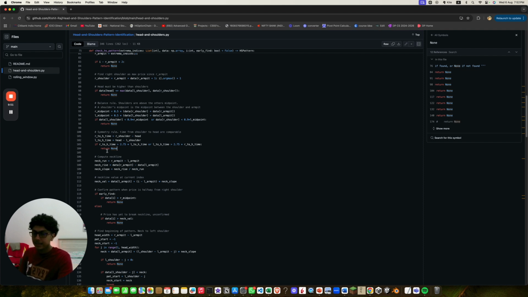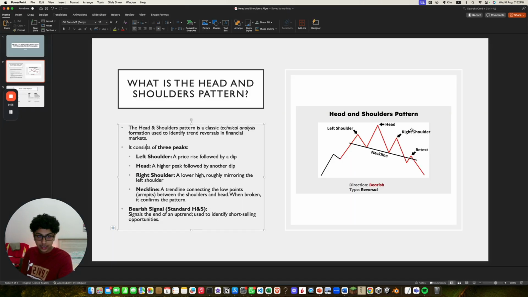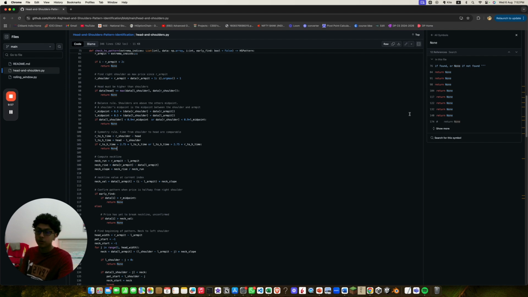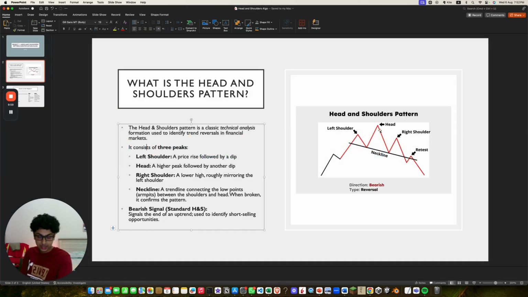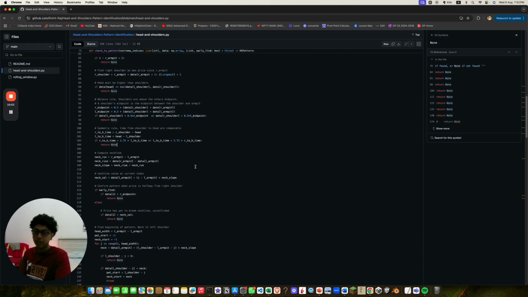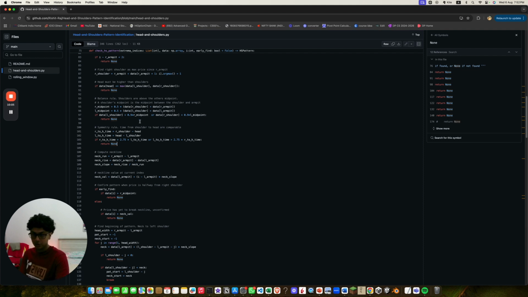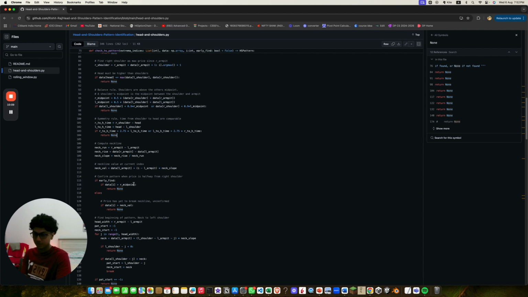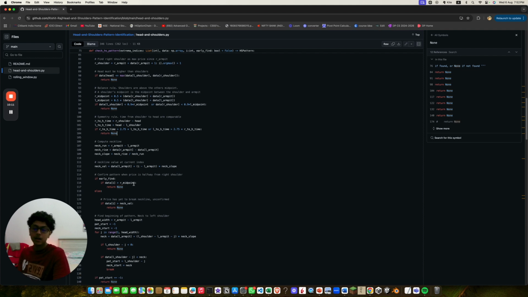So we are saying that if the right to head time is greater than 2.75 times this to this time, then it's not a good pattern, right? It's not a valid pattern. So it has to be within that sort of range, and this is lenient. So you can reduce this to be stricter. You can make this 2, right? And you will get less identifications, but you will be more accurate, right?